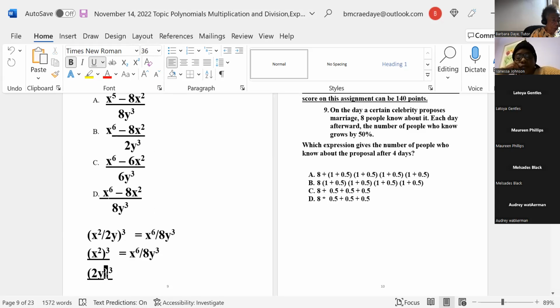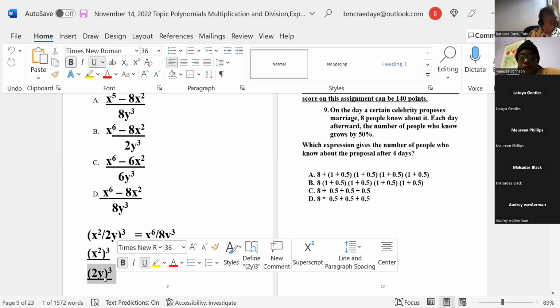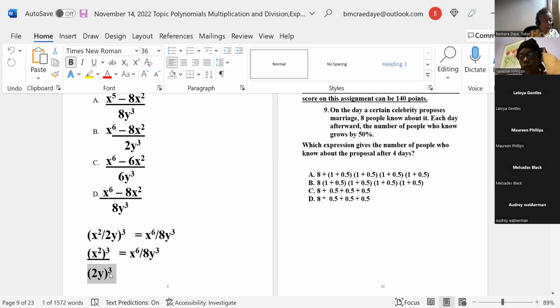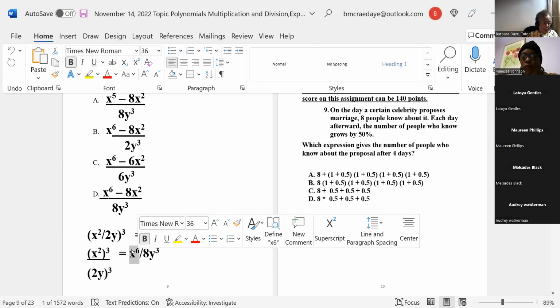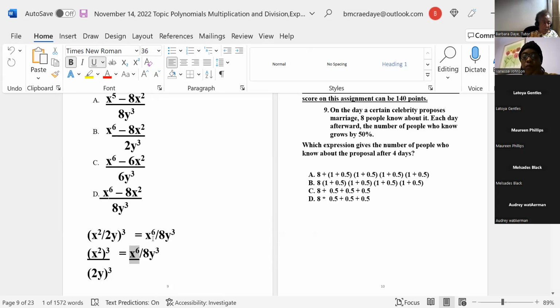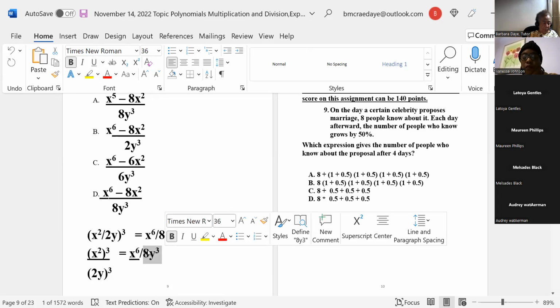Okay. And that should be a parenthesis. Okay. So you understand when you raise a division to a power, it's the top number raised to the power and the bottom number raised to the power. All right. That's how Latoya got her 8y to the third. So let me put that there and put the 8y to the third below it.